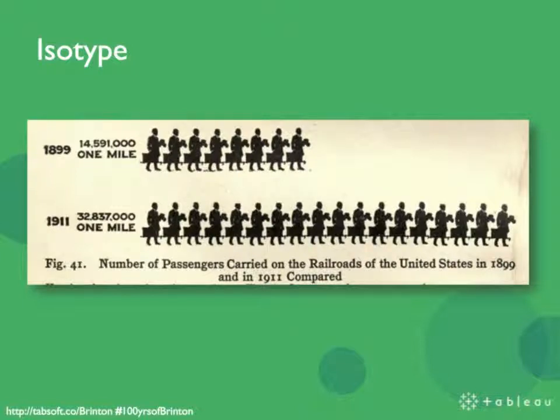A second example of innovation, something that we can actually apply to charts we design today, is around isotype. So here's a chart that Brinton redrew. This was a redrawing of an existing chart. It shows that the number of passengers between 1899 and 1911 was exploding. It more than doubled.